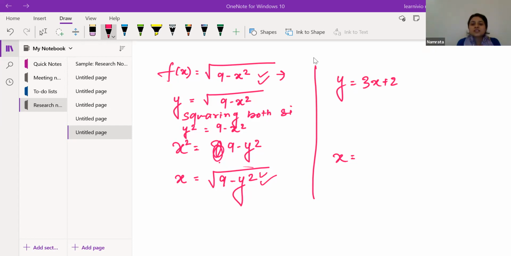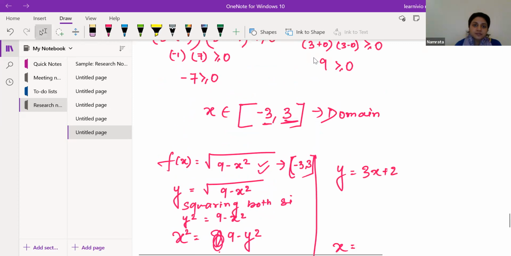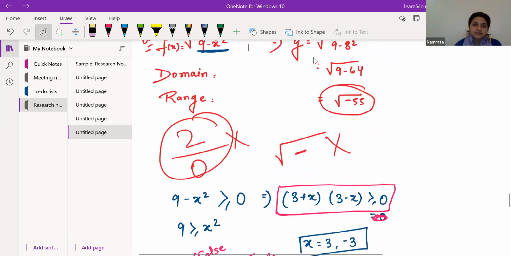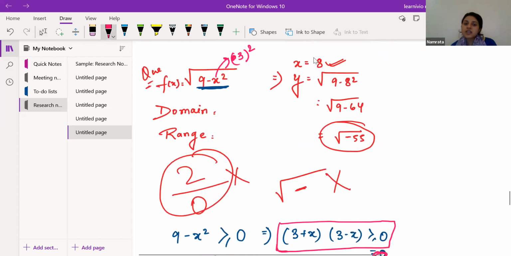So here 9 minus x square is there. So we have already got the domain as minus 3 to 3. When 9 minus y square is there, here also we will get the interval as minus 3 to 3 only. But here input is, let's get back to the question. Yeah, the function was f of x is equals to 9 minus x square.